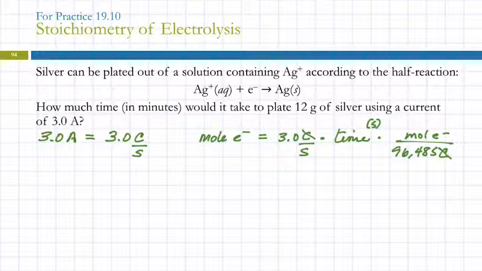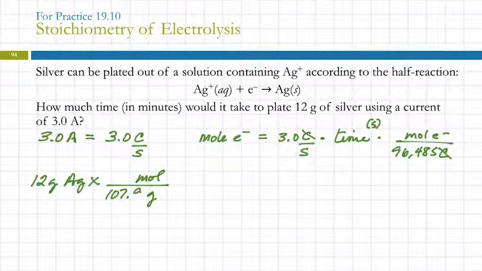So what we really need to know is how many moles of electrons do we need? We've got a mass of silver. 12 grams of silver is how many moles of silver? 107.9 grams of silver per mole. And then we're going to look at the stoichiometry of this half reaction. How many moles of electrons do we need for every mole of silver? 1 mole of electrons for 1 mole of silver. You always need to consider that because it's not always 1-to-1.